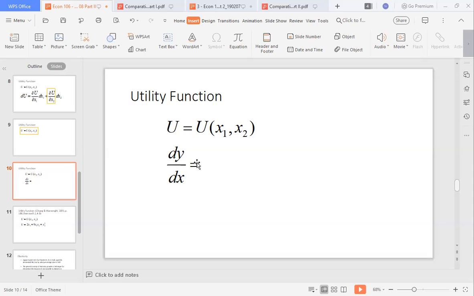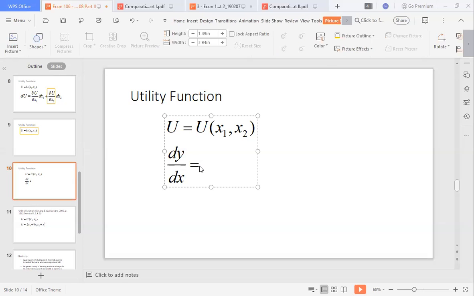So if you still remember, class, the slope of your indifference curve is just dy over dx, which is a ratio of your marginal utilities. Because your indifference curve is a downward sloping curve, there is a trade-off, so your slope would be negative. So dy over dx is the slope of your indifference curve, the ratio of your marginal utilities. So we can rewrite the slope of the indifference curve similar to this one here.